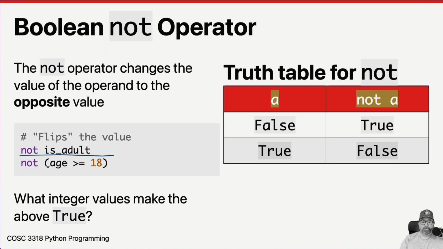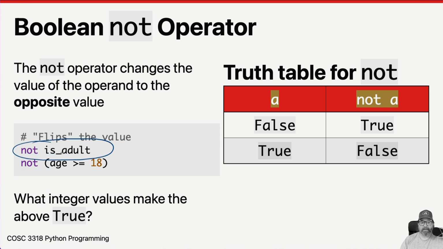Not is adult would be the same as not age is greater than or equal to. You see, this is why I don't like the not operator sometimes, because it's just so weird to read that. Not age is greater than or equal to 18. If I'm going to type that out, I'm just going to type age is less than 18 because that's the opposite of what we're saying there. But not is adult is easy for me to read as well. Not is adult if I already have that value stored in there.